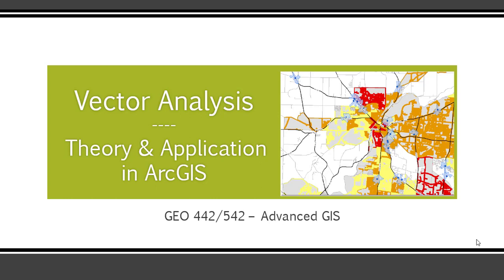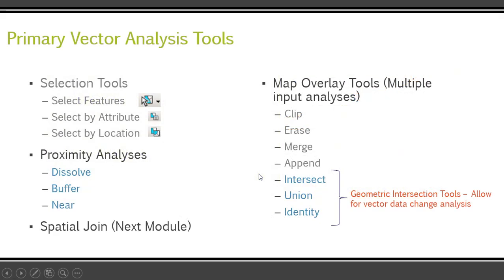We're going to talk about some theory and application within GIS in general, and then how that plays out within our ArcGIS software, which this semester is ArcPro. All right, moving right along. The primary vector analysis tools that you will run into in this class and also in a lot of your GIS life are selection tools, proximity tools, map overlay tools, and then spatial join tools.